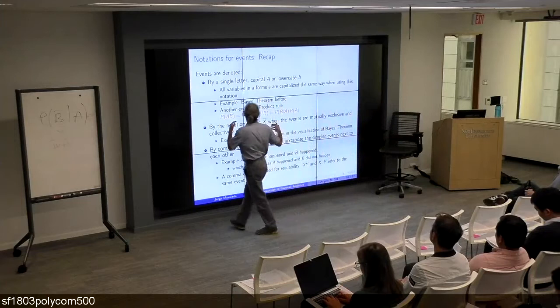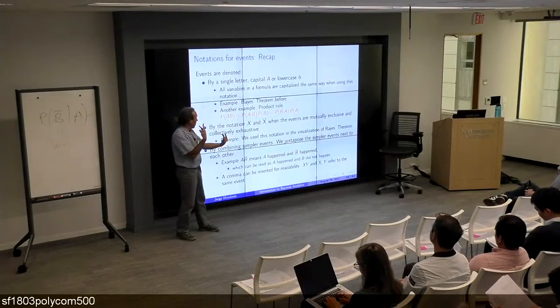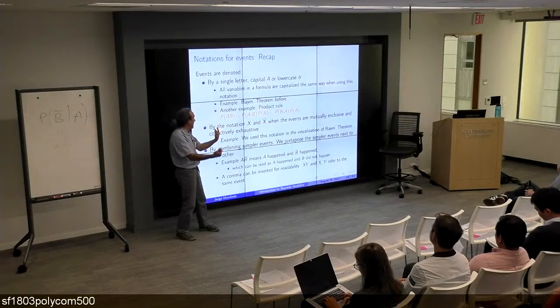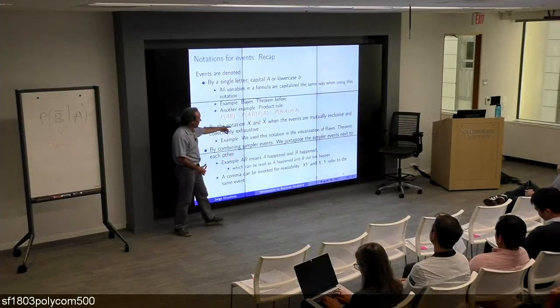Basically, when there are two events and in the world either one happens or the other happens, so basically when the events are mutually exclusive, meaning they cannot both happen at the same time, and collectively exhaustive, meaning one of the set for sure has happened, you can use this notation. So this notation, x and not x, is very convenient. They say, okay, either this happened or it didn't happen, and there are no other options.